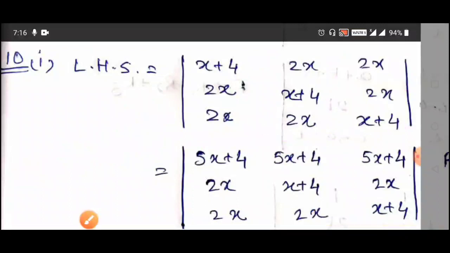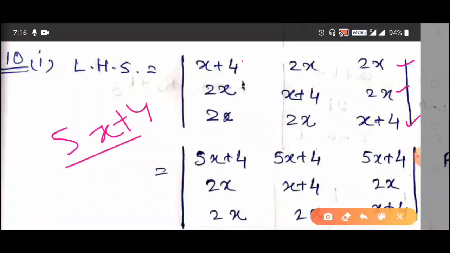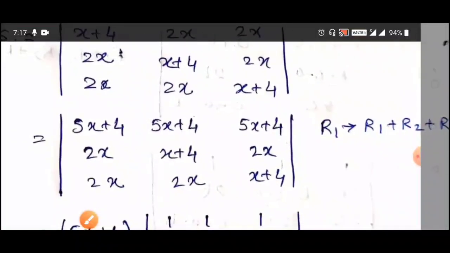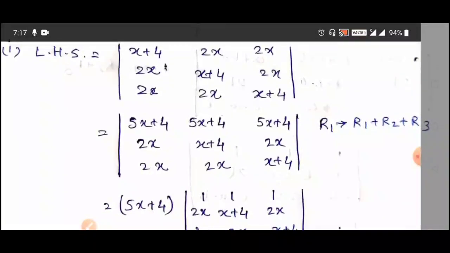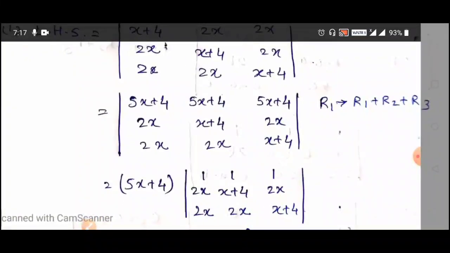So in this type of question, we will add these 3 rows. If we add the 3 rows, then we will get this 5x plus 4. See, from here x plus 2x plus 2x is 5x plus 4. Here also we will get 5x plus 4, and here also. So we can take out 5x plus 4 outside from the row. So here we have done row 1 transformed to row 1 plus row 2 plus row 3. In this way we can take out 5x plus 4.